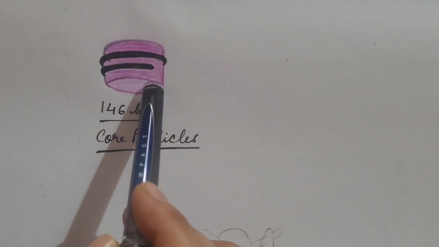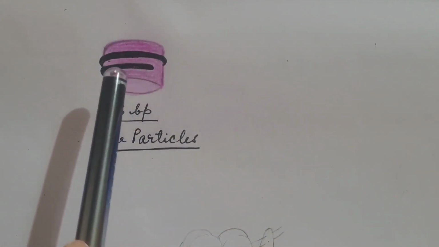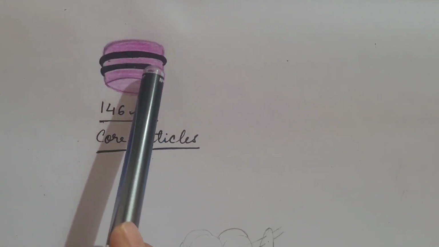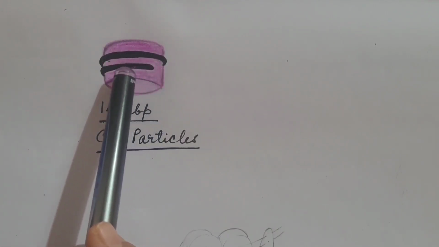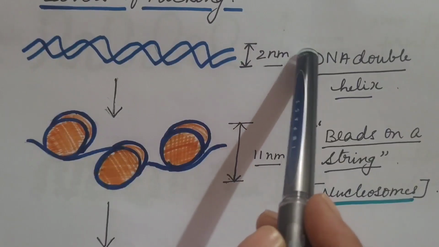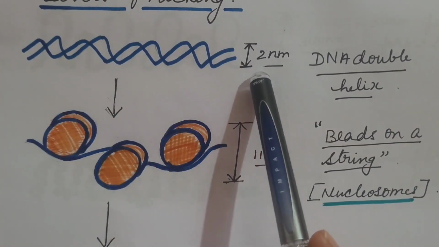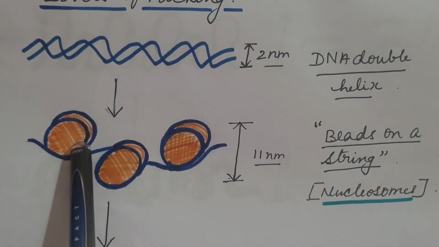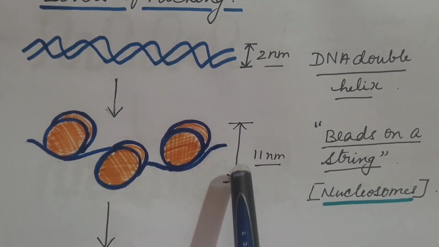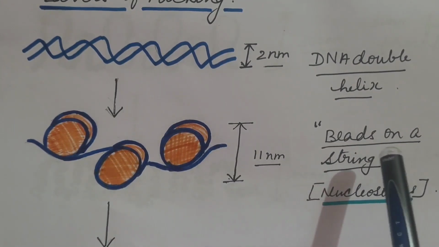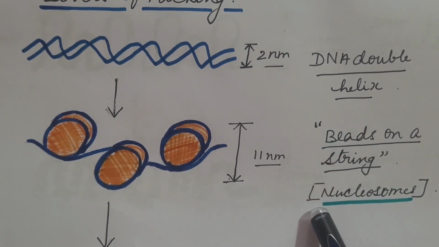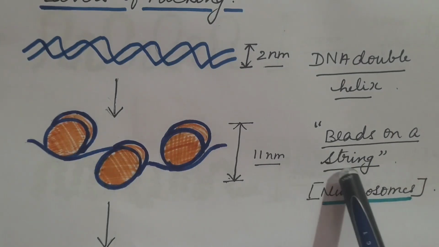So this is the histone octamer or nucleosome, and 146 base pair of DNA surrounds it, or it is wrapped by DNA of 146 base pair length. So this is the DNA double helix, which has the width of 2 nanometer. When the histone proteins organize as octamer and DNA is wrapped around it, it has the width of 11 nanometer and it appears as beads on a string. These beads are actually nucleosomes and the string is the DNA.